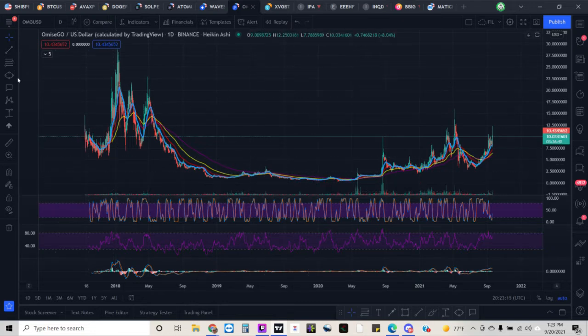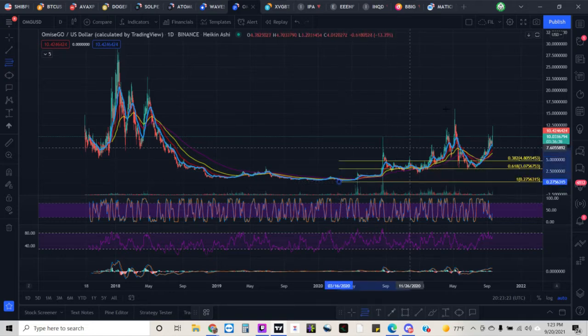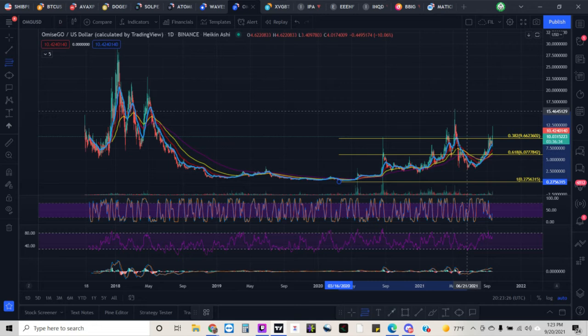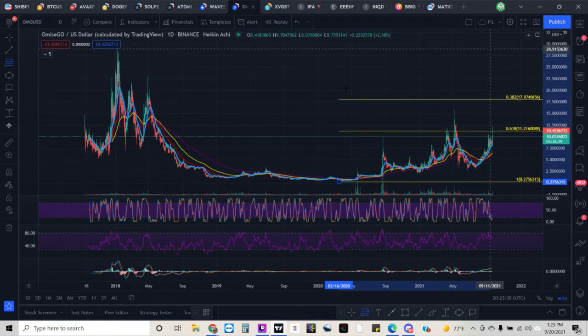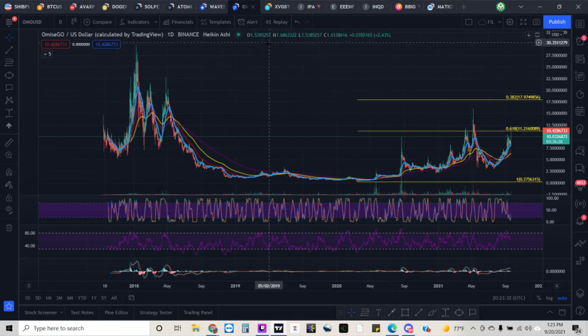The first thing we do, we zoom out to the day. You can zoom out to the week if you want to have less data to deal with. Find the lowest point of the chart. Start from either 1 or 0 from the bottom, and then you go to the very top of this move here.